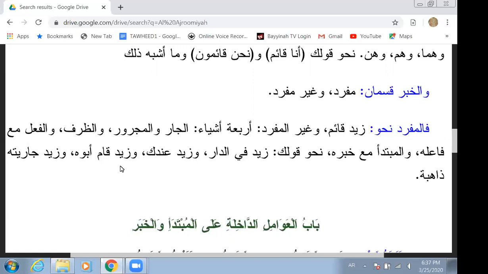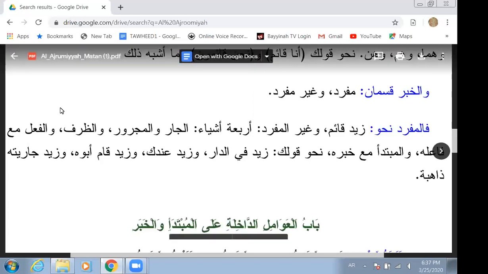Okay, what is the meaning of Jariyatuhu? It means the slave girl. His slave girl is going. This is what the sentence means. Jariyatu, slave girl, and the zamir refers back to Zaid.